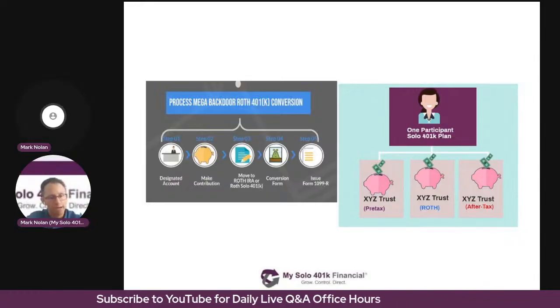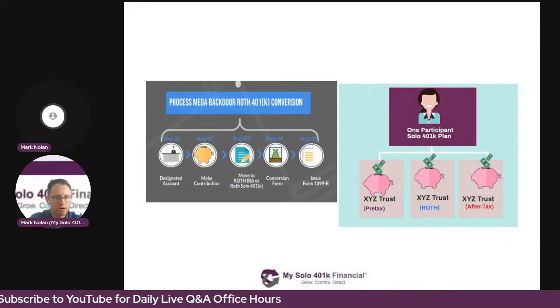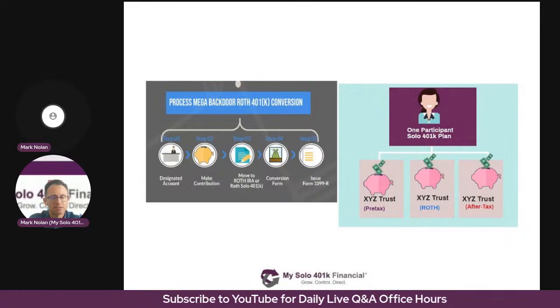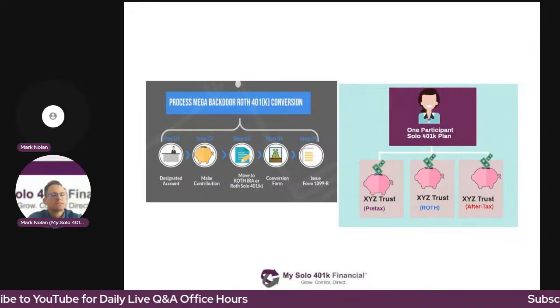But the takeaway here is that you cannot contribute more than the overall limit for the year. For 2025, that overall limit is $70,000. For 2026, that's $72,000. And again, you can contribute some pre-tax, some Roth, and some voluntary after-tax.